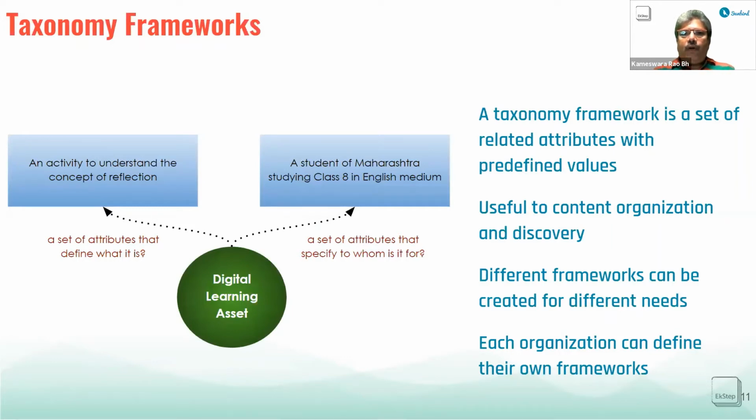For example, if you want to tag a content to a curriculum, right? I want to say that this content is for a student studying in Maharashtra board, in class 8 in English medium. So these attributes like the classes, the subjects, the mediums supported within a board, these are all related attributes, right? For example, a subject like environmental sciences would not be there probably in class 9. So this taxonomy framework gives a way of defining these kinds of attributes which are related to each other, and then enables you to tag content to these attributes.